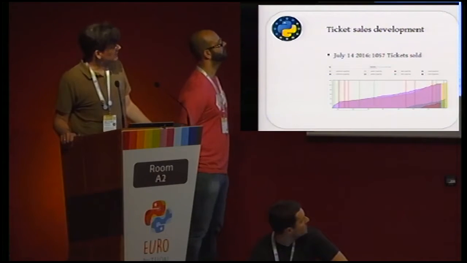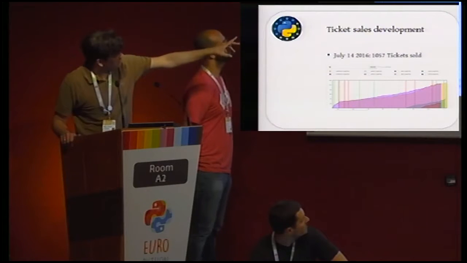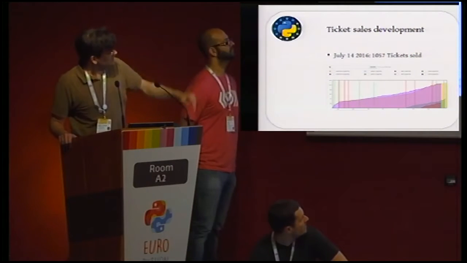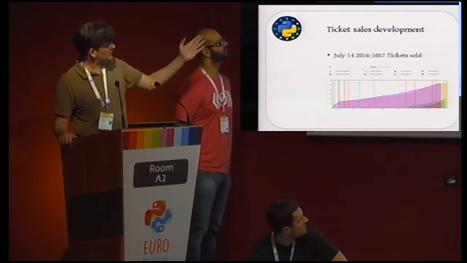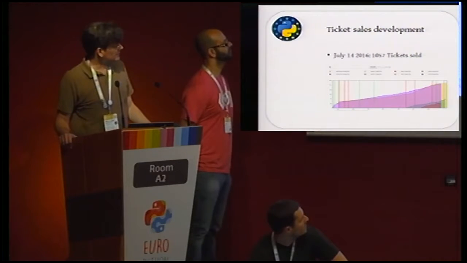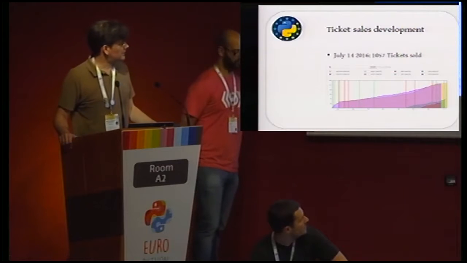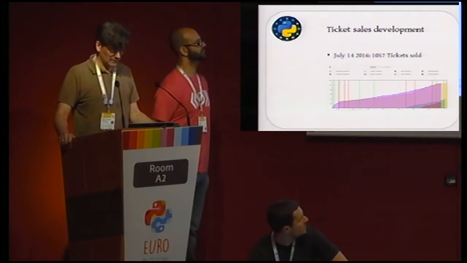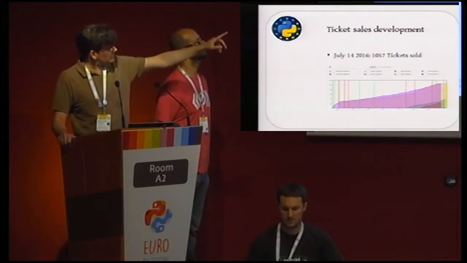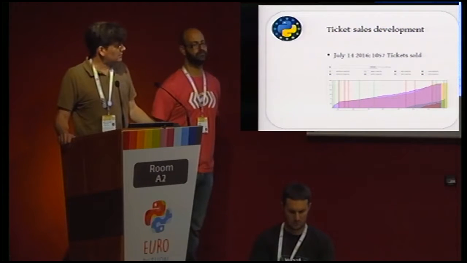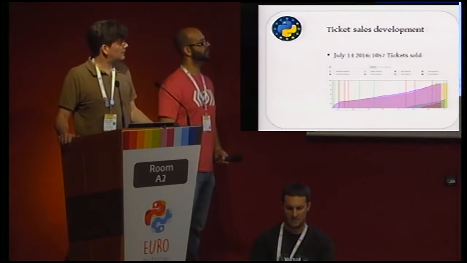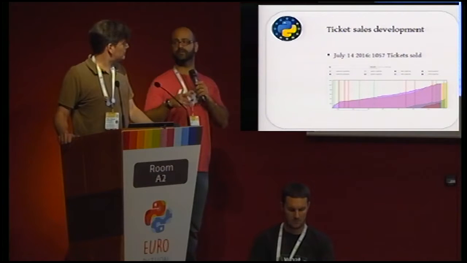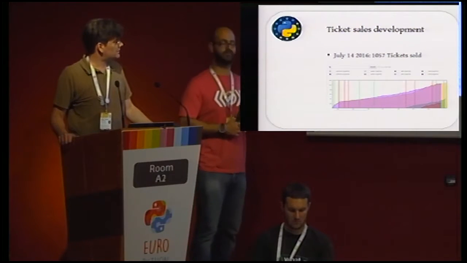This is a chart showing the ticket sales. You can see in the background this yellowish-brownish curve, that's 2015, and the purple one is 2016. So it looks more or less the same. We started a bit earlier, and down there, the smaller ones are the social event tickets. This is a snapshot of July 14th, when I updated these slides. In the end, the curve basically looked like the 2015 one, so there wasn't much change there. And this doesn't account for the tickets bought on desk. Right, the on desk tickets are not included in this.